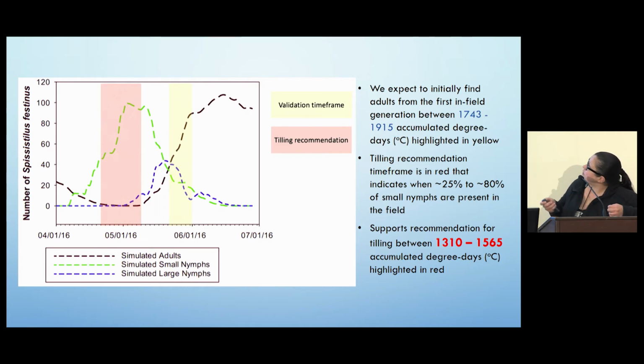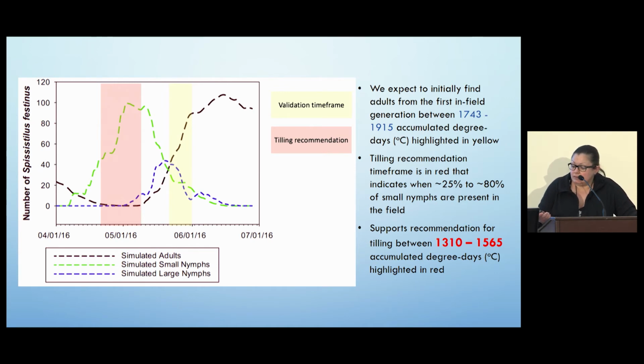So we expect to initially find adults in the field for the first generation between 1743 and 1915 accumulated degree days, and that's in Celsius, not in Fahrenheit. That area is highlighted here in yellow. This is the period of time in which we would expect to find the adults emerging.